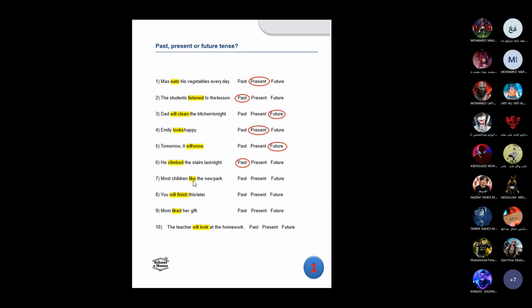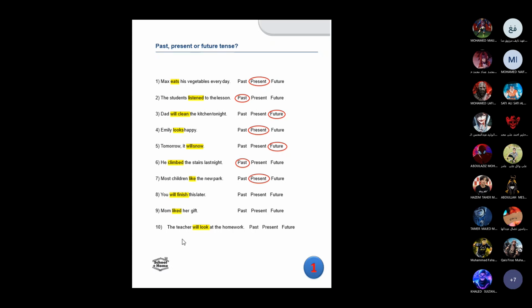So, sentence 7, guys, the verb here is like. Like here, as you see, has no ed or s or will. So that refers to the present. When you get the form of the verb without endings, that is the present too. And this is the base form of the verb. And you say, why is the verb here in the present and has no s? Because most children is a plural, and we discussed that the verb must agree with the subject. The subject is plural, which means the verb has no endings. So this is present.